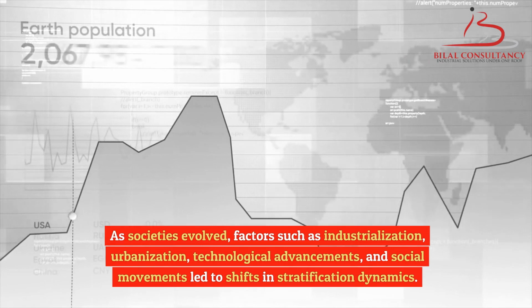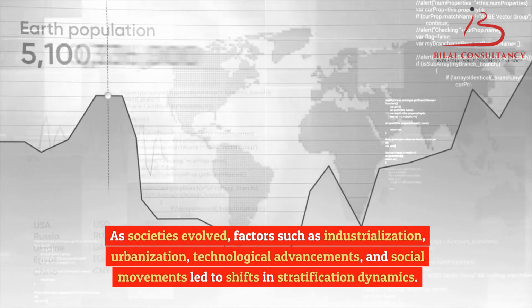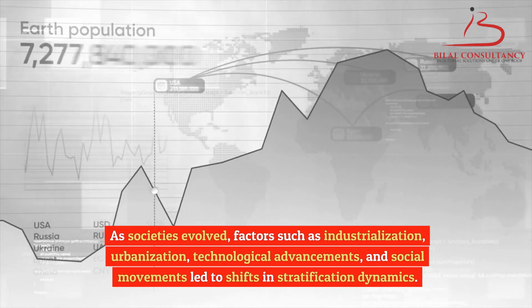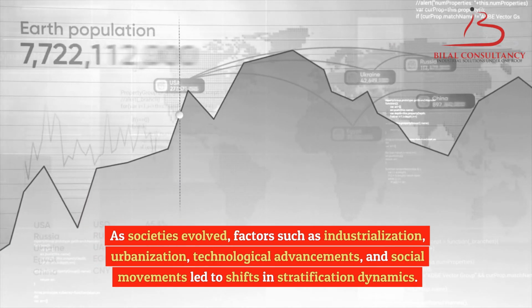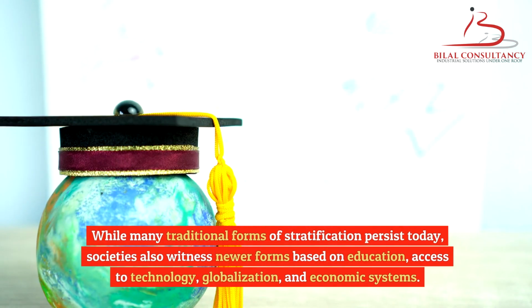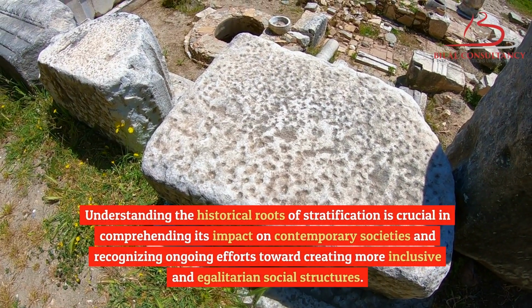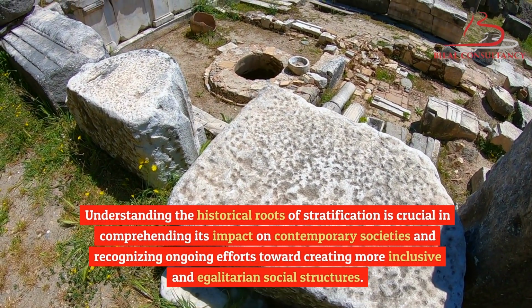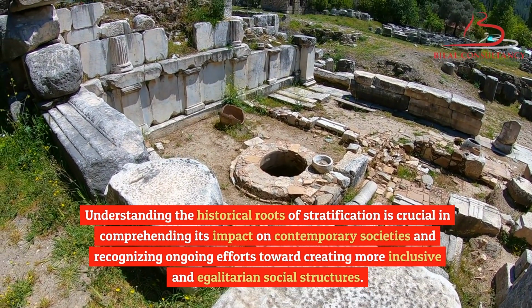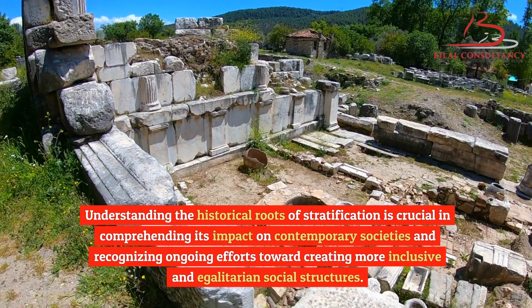As societies evolved, factors such as industrialization, urbanization, technological advancements, and social movements led to shifts in stratification dynamics. While many traditional forms of stratification persist today, societies also witness newer forms based on education, access to technology, globalization, and economic systems. Understanding the historical roots of stratification is crucial in comprehending its impact on contemporary societies and recognizing ongoing efforts toward creating more inclusive and egalitarian social structures.